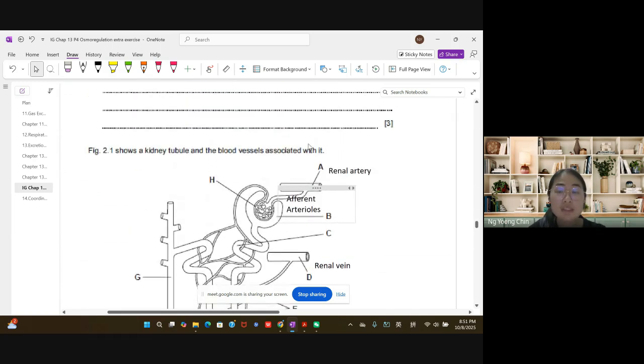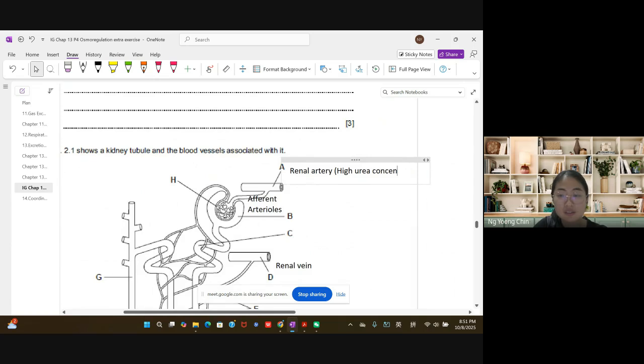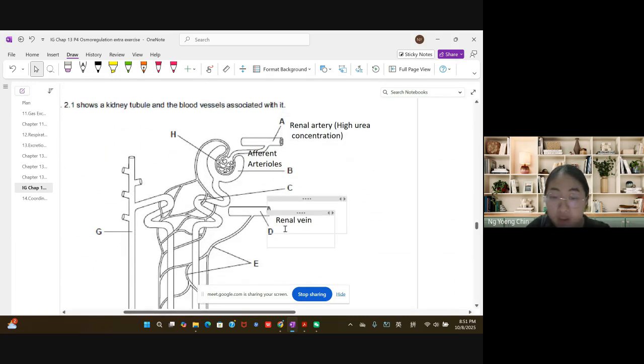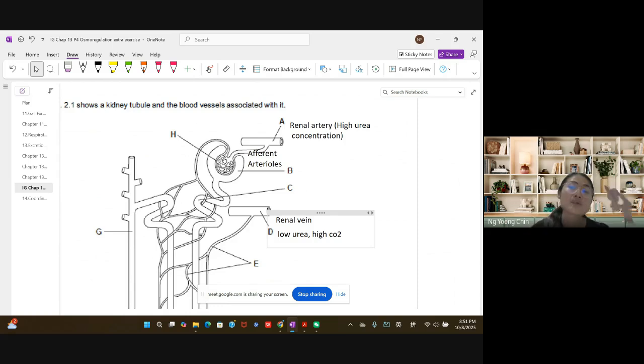Okay, so just remember that the renal artery, right, has a very high urea concentration. But the renal vein, right, has a very low urea concentration, because it has already been excreted out in the urine. Okay, so it's low in urea, but it still has very high carbon dioxide. Because the renal artery and vein both contain blood. Just that one is oxygenated blood, another one is deoxygenated blood.